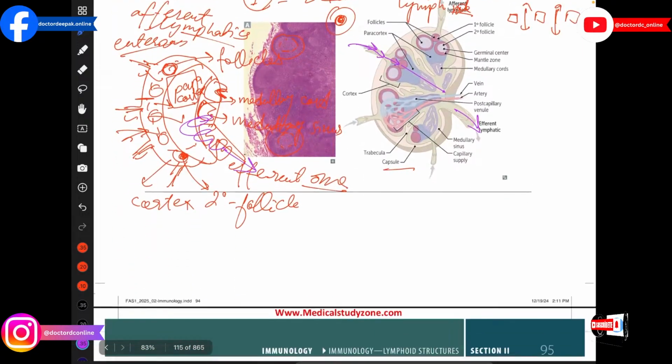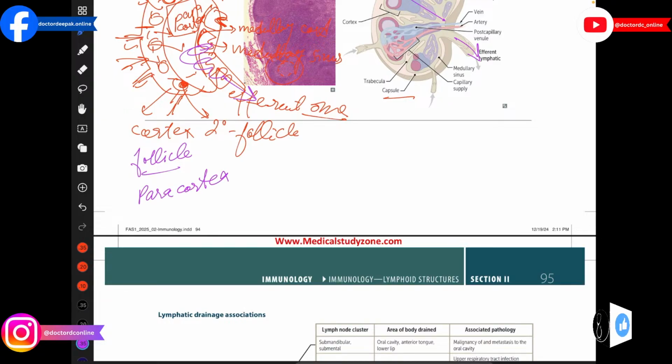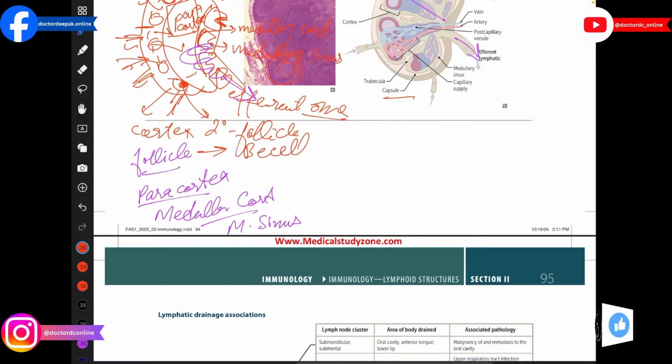And if you summarize the things, you have the follicle, and then the paracortex, and the next part is the medulla. In the medulla we have the medullary cord and the medullary sinus. In simple terms, you have to remember the cortex is affiliated with B cells. The paracortex is affiliated with the T cells.